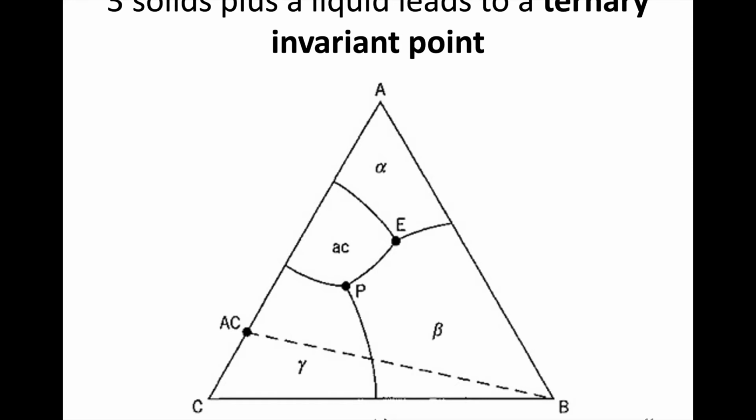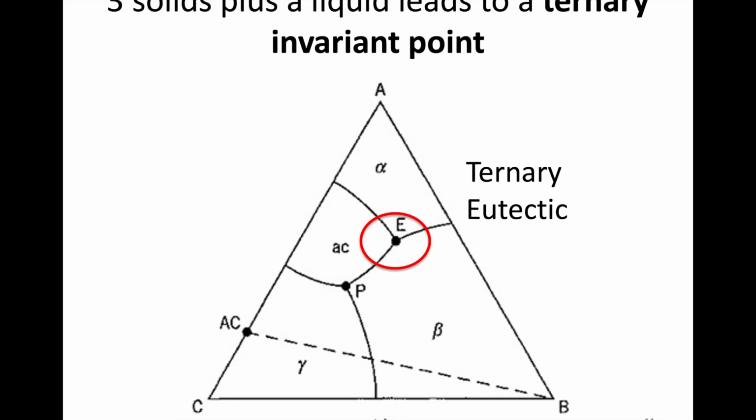Now, this is something we can't have in a binary system. We can't have 3 solids and a liquid at equilibrium at the same point, but we can in a ternary invariant point. These can only happen at one specific point, and that's when boundary curves meet up. If we take another look at this section, alpha and beta form the boundary curve between them, we have another one over here, and another one over here. They all meet up at a point labeled E in this case, and there's another point over here labeled P, right? So we have 3 boundary curves meeting up at a specific point, and these are ternary invariant points on the ternary phase diagram.